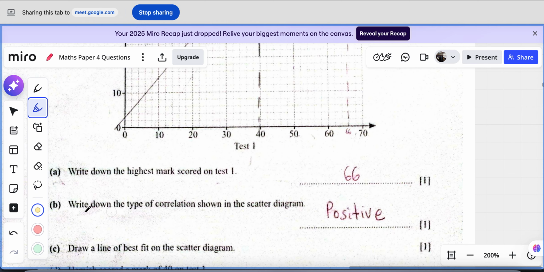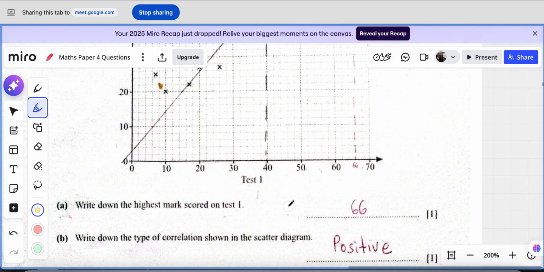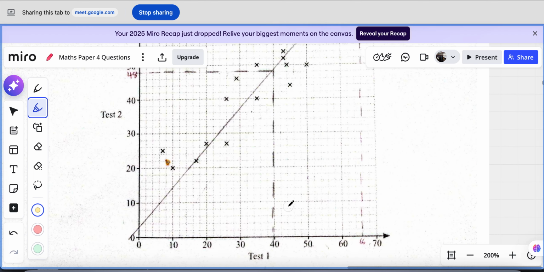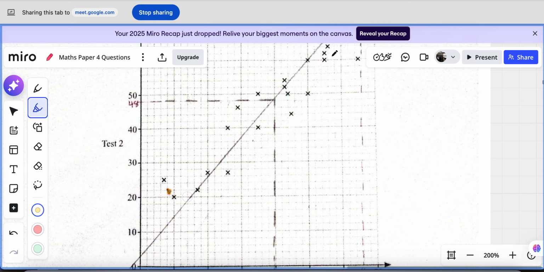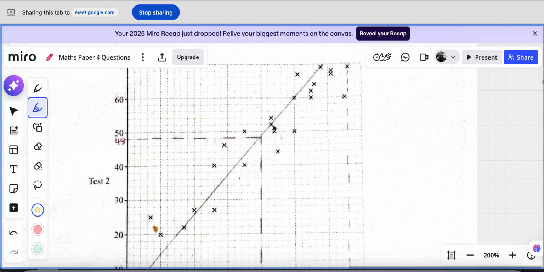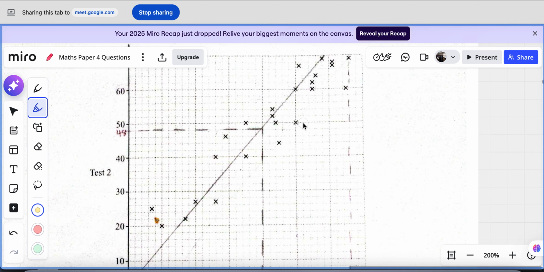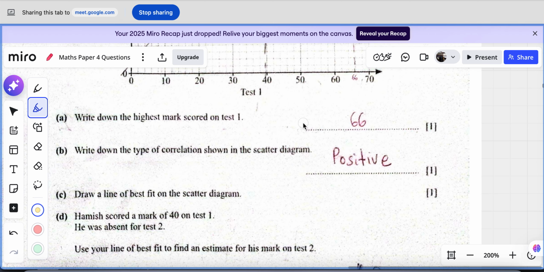Okay? The second one is write down the type of correlation shown in the scatter diagram. If you've done scatter diagrams, you can see they are all skewed towards a positive gradient. So we call this positive correlation. But it's another issue whether you should call it strong positive or weak positive. We just call it positive correlation for simplicity.